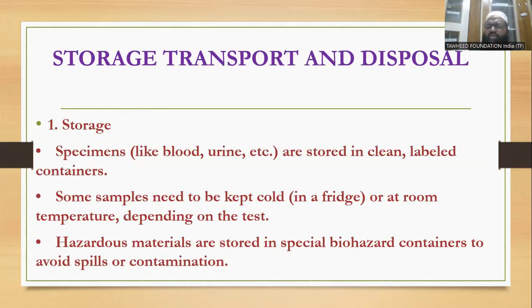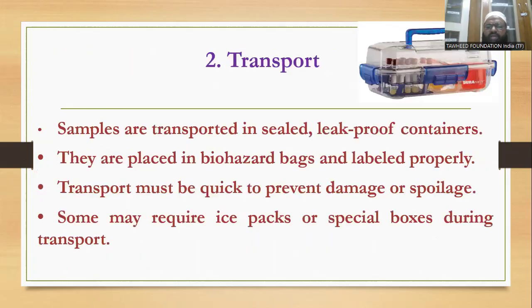Coming to first, storage. Specimens like blood, urine, etc. are stored in clean labeled containers. Some samples need to be kept cold in a refrigerator or at room temperature, depending on the test. Hazardous materials are stored in a special biohazard container to avoid spills or contamination.